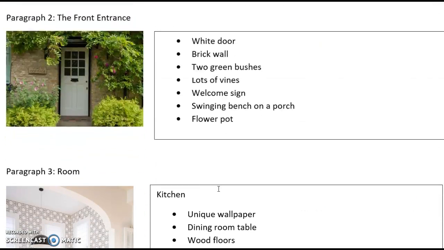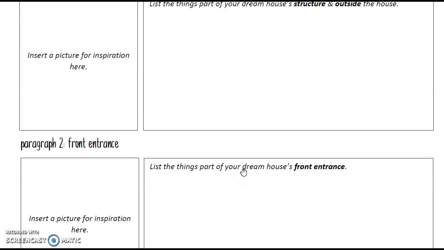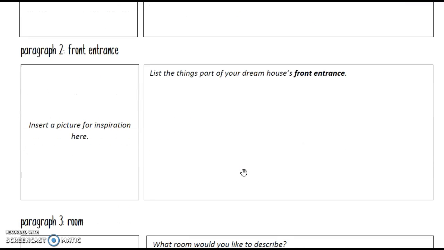So again, I want you to find a picture that really inspires you. What does the front entrance of your home look like? And then make a list of all the things that you think the front entrance of your home should include. That list, again, should be as complete as possible for your dream home. It doesn't have to be in the picture, but that picture is there to help inspire you. So you're really thinking through that front entrance of your home.